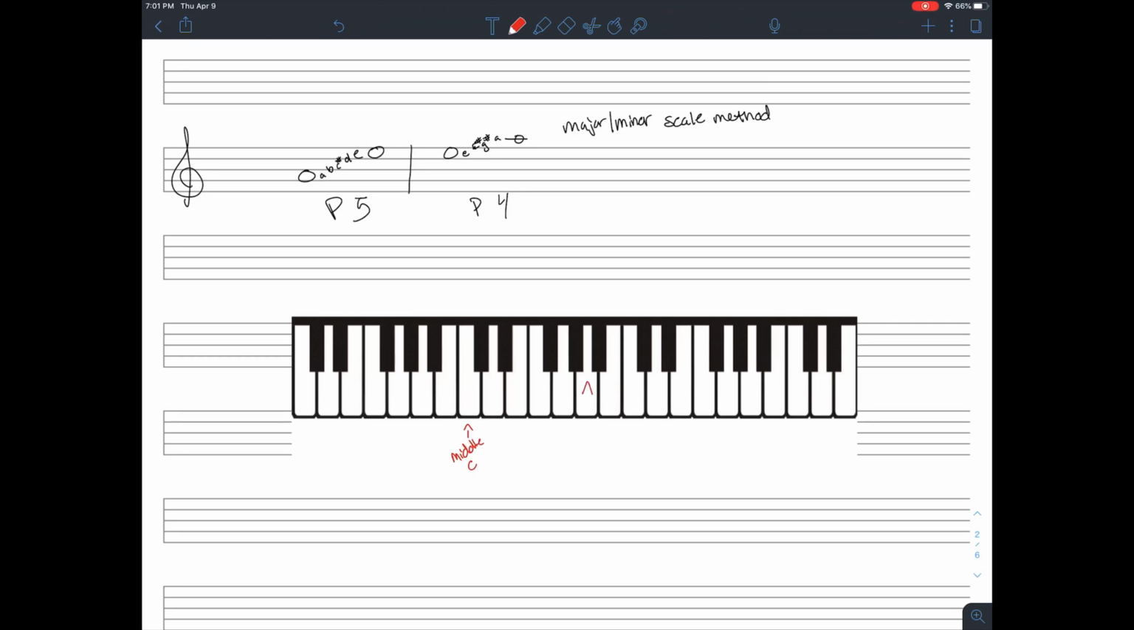So if that's middle C on the keyboard, and this is A, and we go up a fifth to E, and then we go up a fourth, we're back at A again. Interesting.